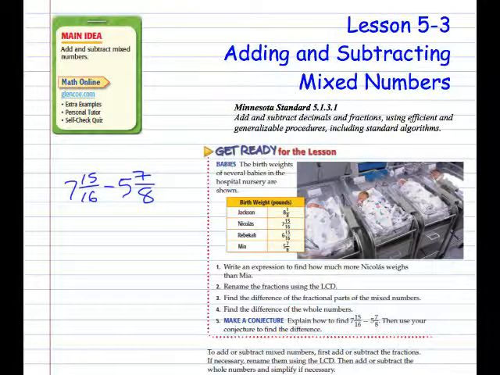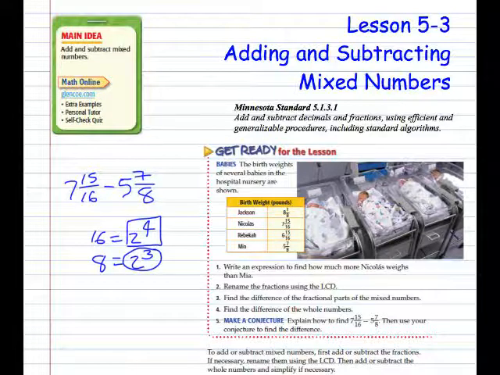Rename the fractions using the LCD. Well, 16 is 2 to the 4th. 8 is 2 to the 3rd. So because all these factors are included here, 16 would be our least common denominator. So 7 and 15/16 we could leave. We would subtract then 5 and 14/16 because that's what 7/8 would be.